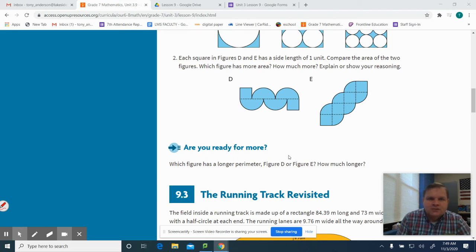Let's take a look at number 2 now. Each square in figures D and E has a side length of 1 unit. Compare the area of the two figures. Which figure has more area?